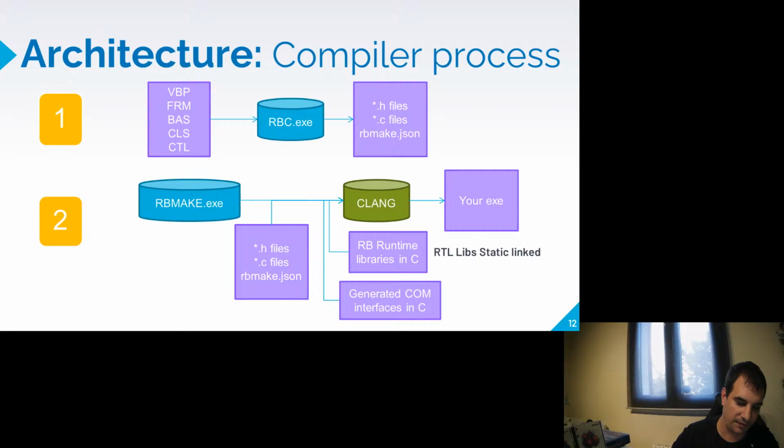And if this application used COM libraries, ActiveX, controls, etc., the RAD Basic Compiler generates the interfaces for working with COM, and these interfaces are compiled into the final executable.